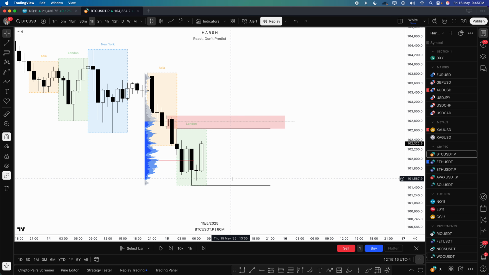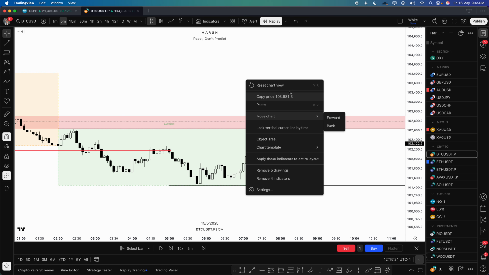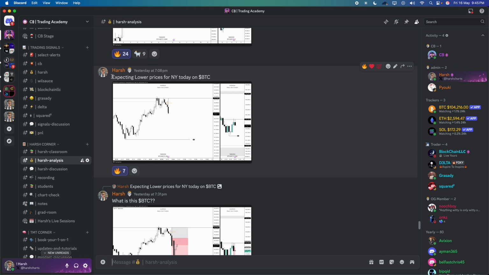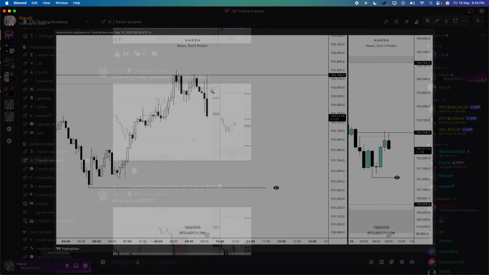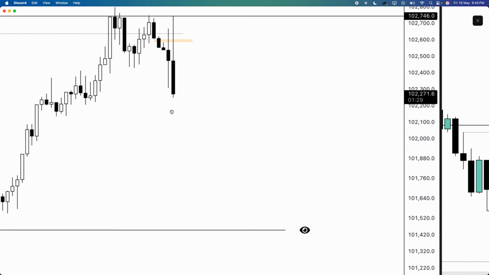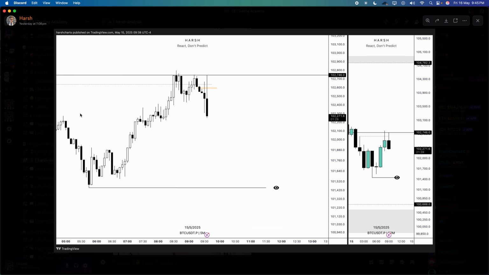Now on the M5, of course it is the H1, so we'll go on the M5 and look for entry, look for the execution. And if you can see on the Discord as well, I've shared that I'm expecting lower prices for the day, and this is my drawn liquidity. We have the changing state of delivery, displacement over here.